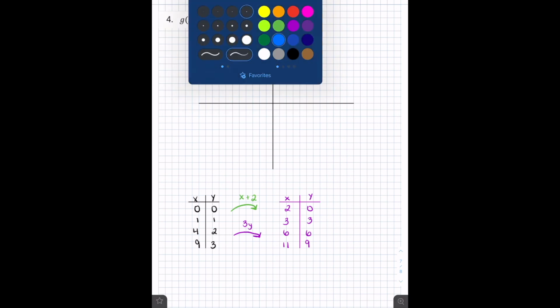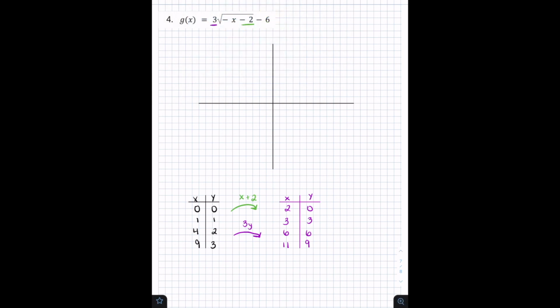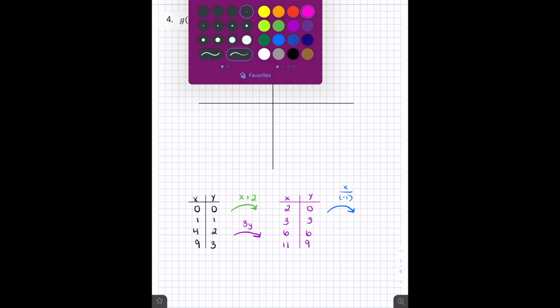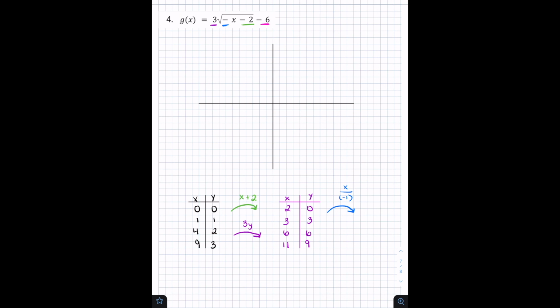Alright, and then our next transformation that we can look at is a reflection. And we see this negative right here. We can say that our x values are going to be divided by -1. And then I'm also, just in the same step, going to look at my -6 because it's not going to affect my reflection at all because it's on the y values. And I can say that I can subtract 6 from all of the y values. Alright, so these are all going to change negative. And then we're going to subtract 6.